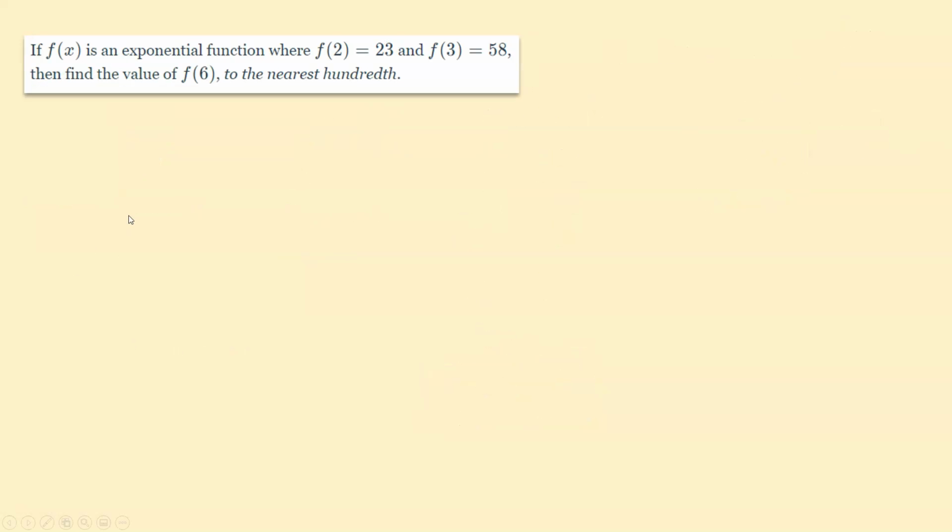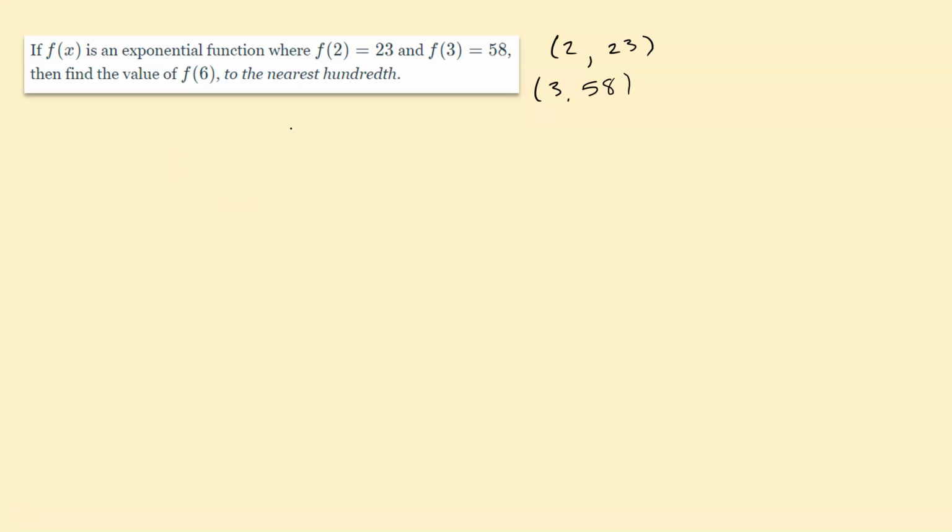So now here we have another one where we're given 2 points, f of 2 and f of 3. So those coordinates would be 2, 23, and 3, 58. And we want to find the value of f of 6 to the nearest hundredth.